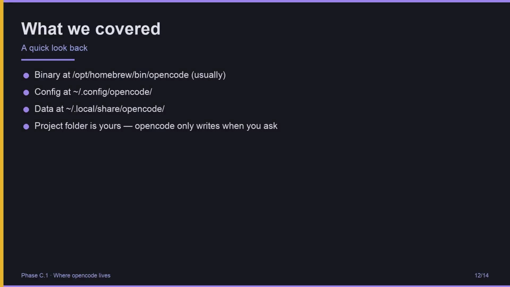Quick recap. The binary lives at /opt/homebrew/bin/opencode on Apple Silicon Macs. Config at ~/.config/opencode. Data at ~/.local/share/opencode. And the project folder is yours. Opencode only writes there when you ask.